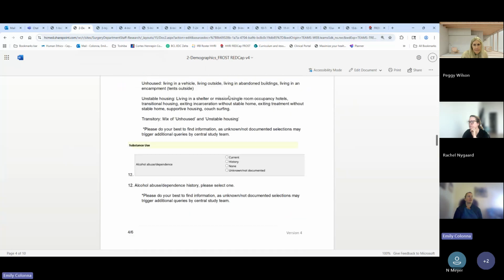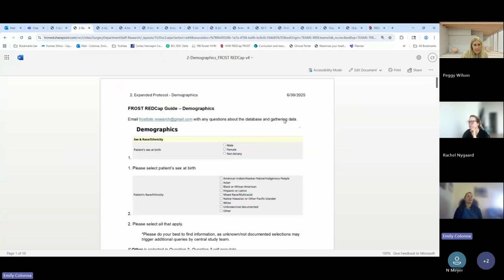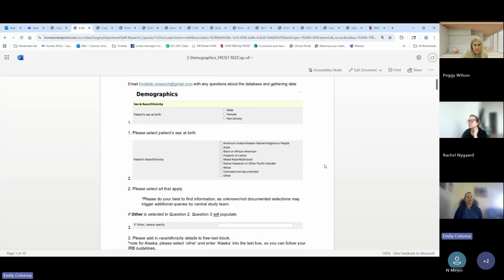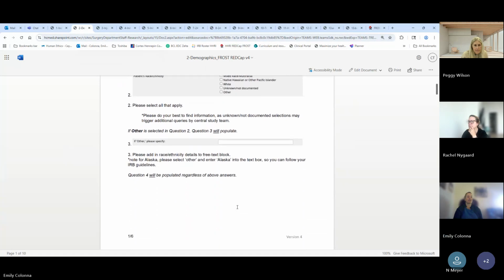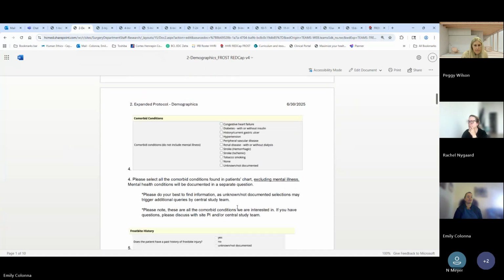The demographics is really straightforward, so I'm not going to spend a ton of time here. You'll answer the patient's sex at birth, race and ethnicity. You can select all that apply or type in something that isn't on the list. We're interested in this somewhat small list of comorbidities. There could be more, but we're just going to ask for this information.